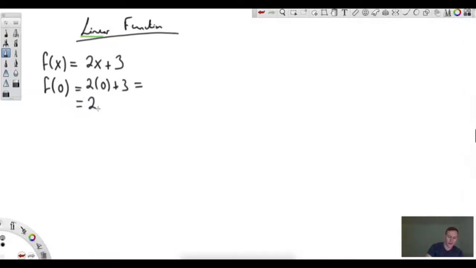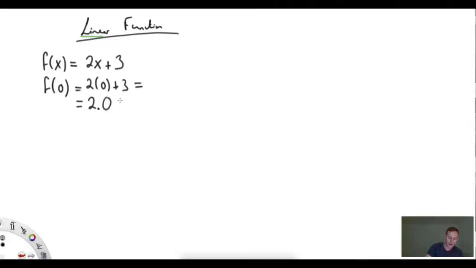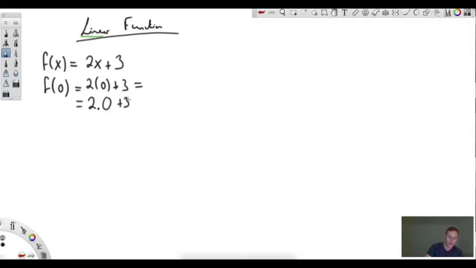You could do 2 with this little dot. That's not a decimal, that's a multiplication dot, because it's down low. 2 times 0 plus 3, or you could write it as 2 multiplied by 0 plus a 3. But as I said, I just use this brackets notation just to make it clear that that's going in place of x there. Okay, 2 times 0, that's a 0, and then a 0 plus a 3 is just a 3.